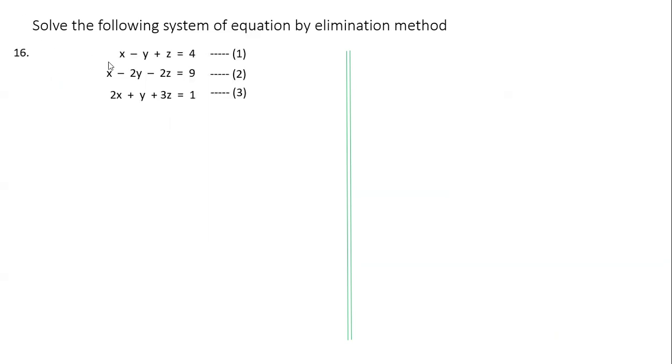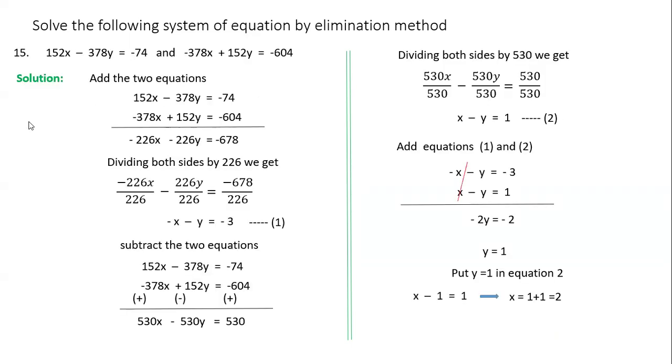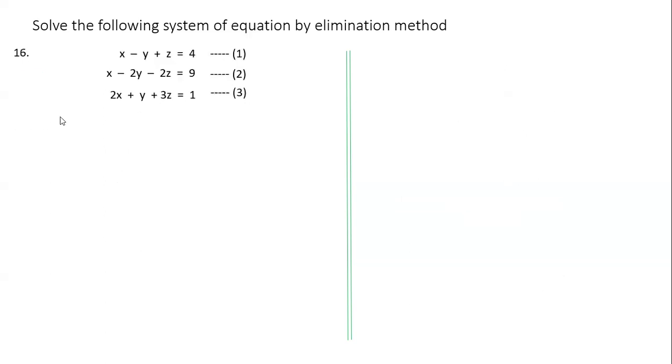Now here we have a set of three equations. Equation 1, equation 2, equation 3. We have to find the value of x, y, z, three variables. So what we do, first we eliminate any one of the variables, get two equations in two variables, and then get those values and substitute them. See how it is.